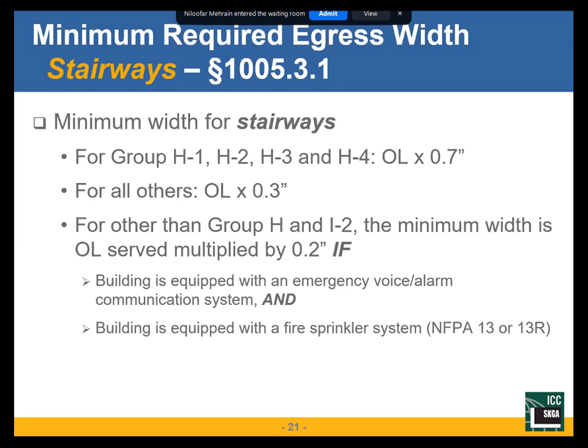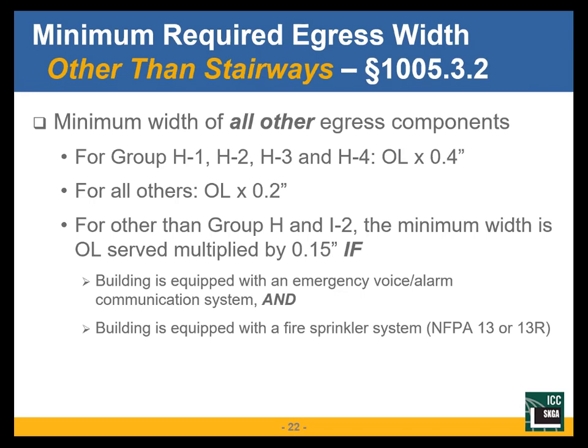And I can take that 0.3 and change it to 0.2. In other words, I can make my exits narrower if the building is sprinklered and the building has an emergency voice alarm communication system, which is our fire alarm system with voice directions. This requirement applies whether it's NFPA 13 or 13R system.